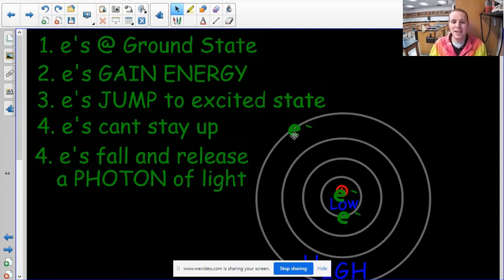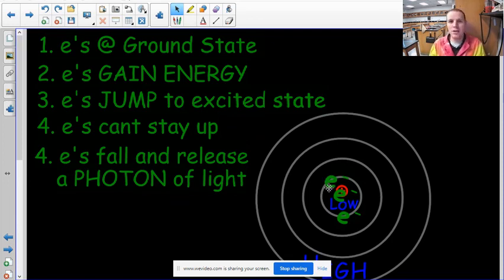It's in an excited state now. What goes up must come down, though. And so because this electron can't stay up there forever, it will fall back down. And that extra energy that made it excited in the first place will be released as photons of light. So a small fall like this might release some red. A big fall like this might release some violet. Red being the lowest energy photons, violet being the highest energy photons.